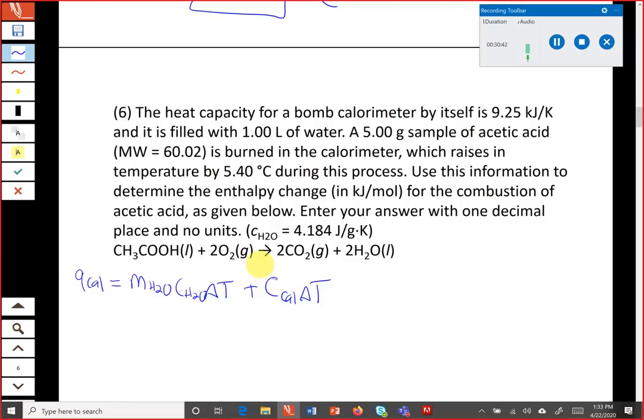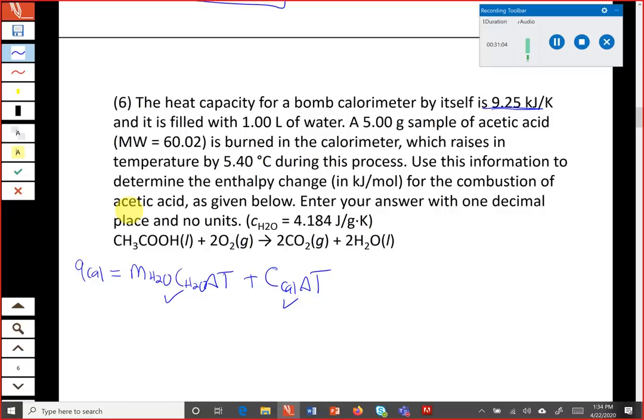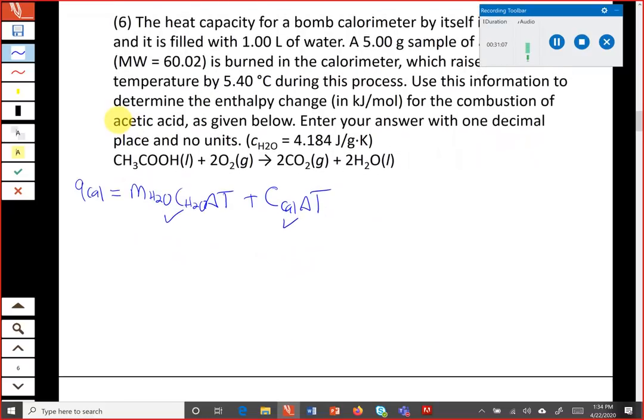Now in this problem here, we're telling you how much water is in the calorimeter, 1 liter, which we can easily convert to the mass of water. So we have the information we need for that term. And we're also telling you even earlier that the heat capacity of the calorimeter by itself is 9.25 kilojoules per Kelvin, so we have that number as well. Okay, so we have both terms, so we're going to have to account for both of them when calculating Q for the calorimeter, calculating the heat. So let's start putting in the numbers now that we have. And there's some conversions we have to do, but I'm going to mostly gloss over those.